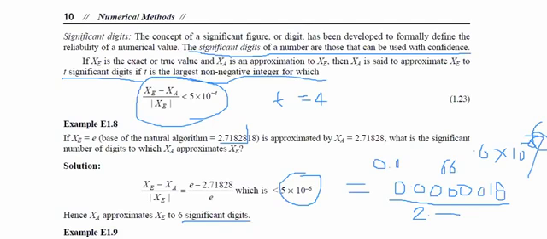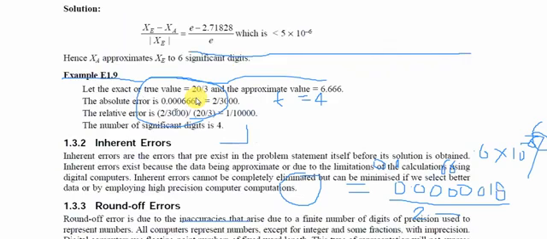Similarly, we can check the next one. You look at it. 20 upon 3 and the approximate value is 6.66. The absolute error is this, equal to 2 upon 3,000. The relative error is 1 upon 10,000. The number of significant digits is 4. Do you get this?